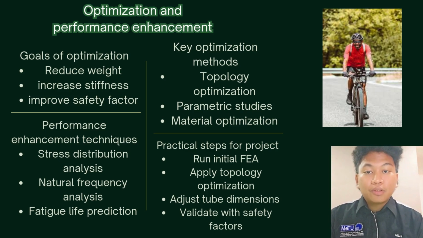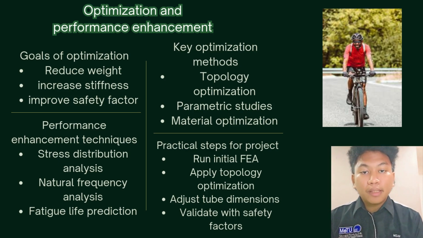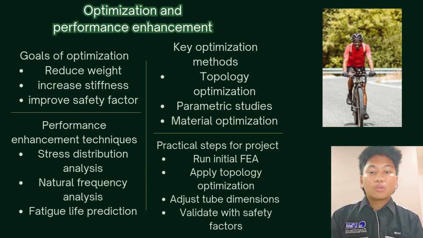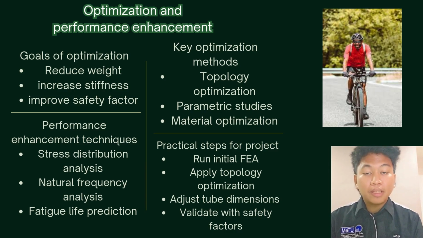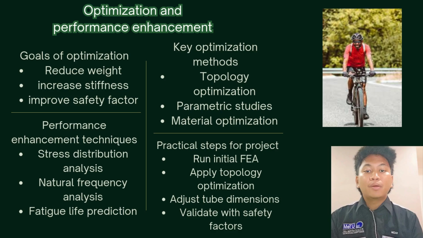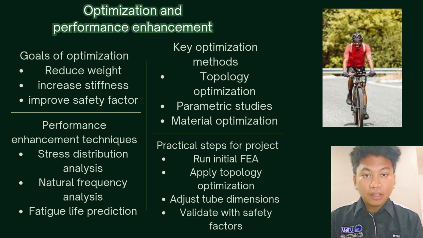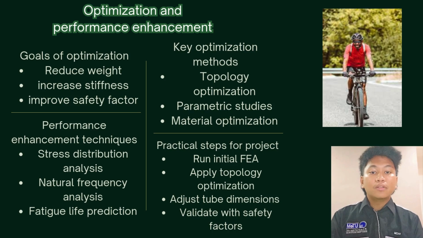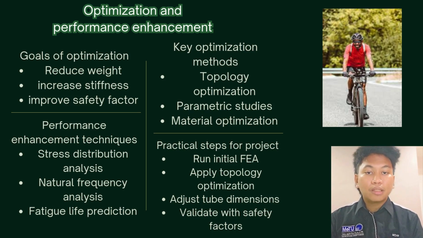Okay, alright. So I want to continue about optimization and performance enhancement goals and key optimization methods. The primary goals of optimized bike frames are threefold. First are to reduce weight, increase stiffness, and improve the safety factor. Achieving this involves key optimization methods.